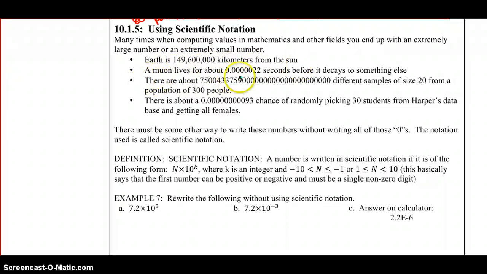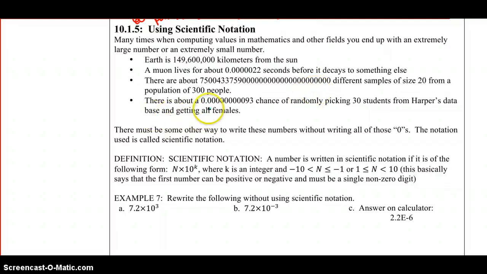Or we have something that's really teeny, tiny, almost zero. So a muon lives for about 0.0000022 seconds before it decays into something else. Or there are about some monstrous number here, different samples of size 20 from a population of 300 people. Okay, that's pretty amazing to even think about as we're taking samples from a group of size 300, all the different possible samples of size 20. There's like bazillions of them.